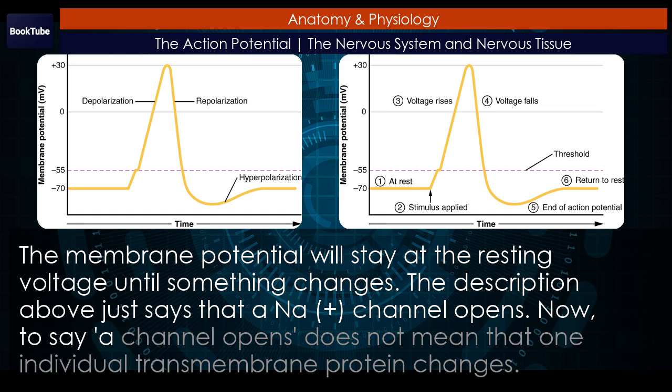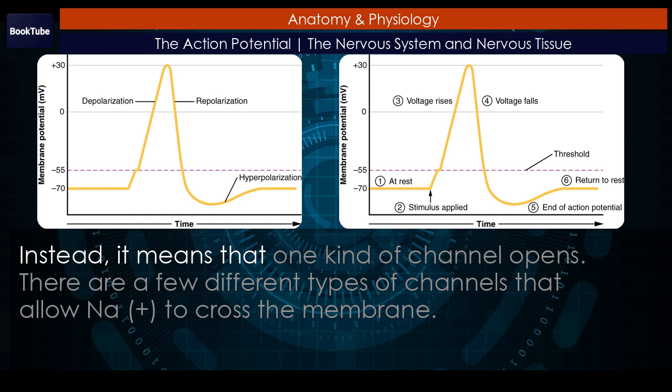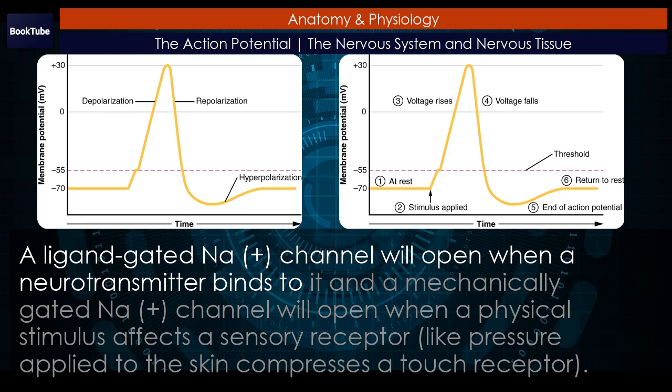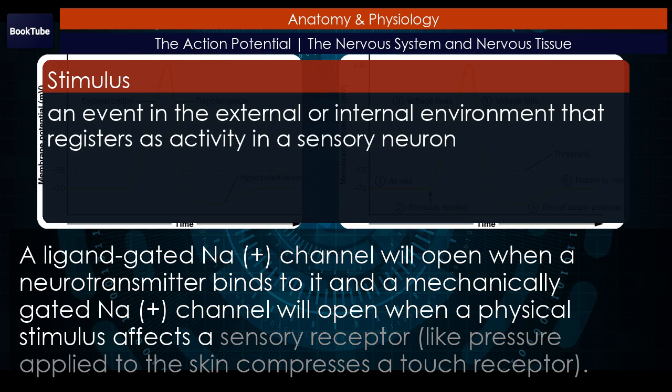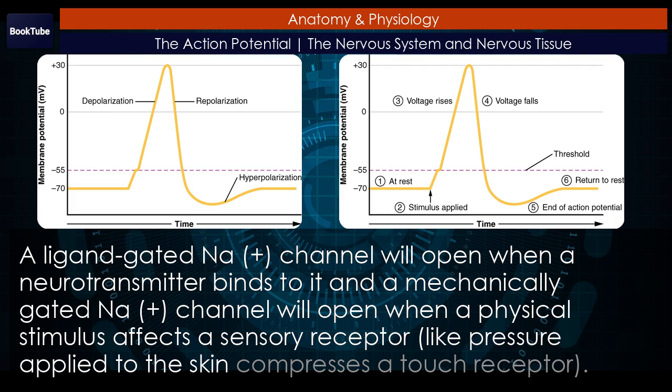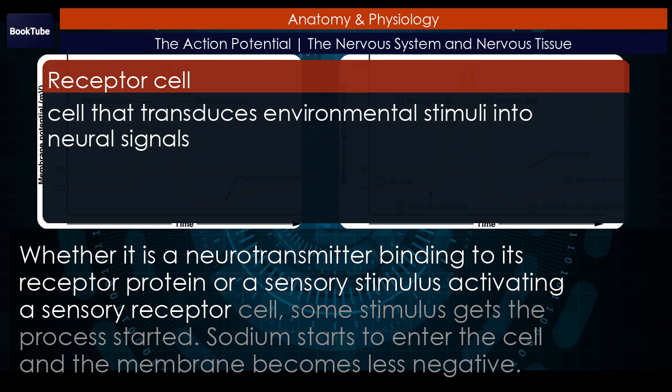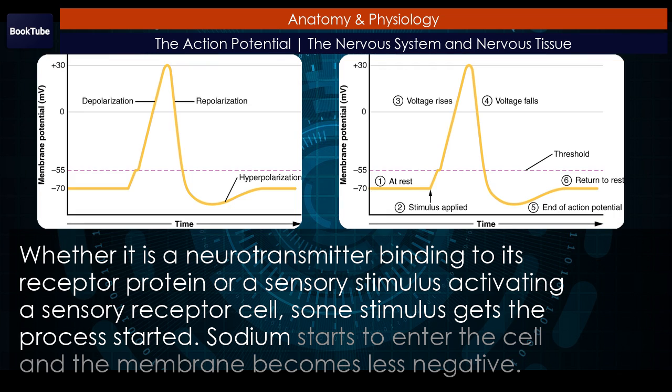Now, to say a channel opens does not mean that one individual transmembrane protein changes. Instead, it means that one kind of channel opens. There are a few different types of channels that allow Na+ to cross the membrane. A ligand-gated Na+ channel will open when a neurotransmitter binds to it, and a mechanically gated Na+ channel will open when a physical stimulus affects a sensory receptor, like pressure applied to the skin compresses a touch receptor. Whether it is a neurotransmitter binding to its receptor protein or a sensory stimulus activating a sensory receptor cell, some stimulus gets the process started. Sodium starts to enter the cell and the membrane becomes less negative.